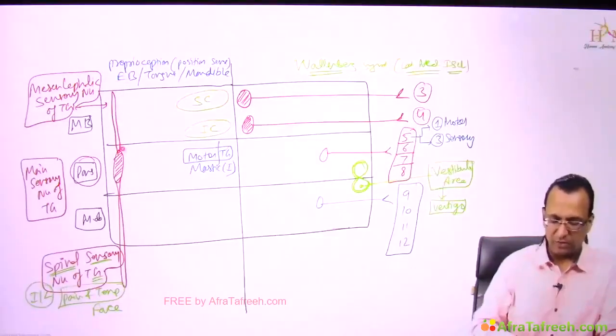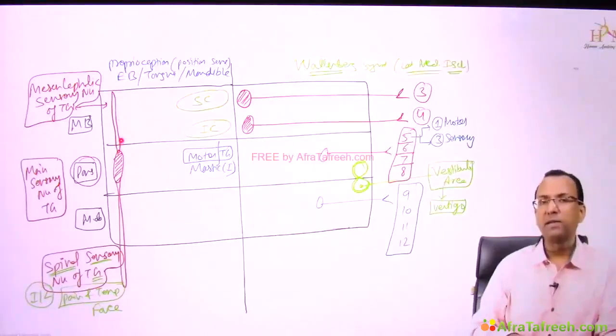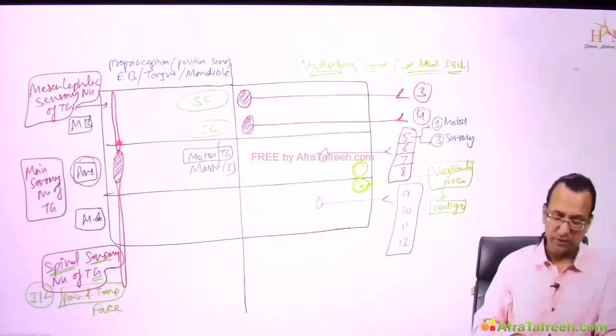The mesencephalic sensory nucleus of trigeminal will tell you the position of the eyeball going up and down, the mandible opening and closing the mouth, or the tongue going right and left. This nucleus will tell you the position sense.